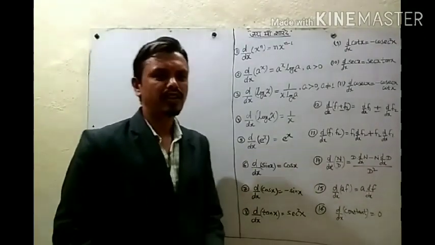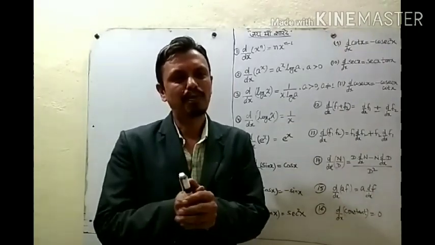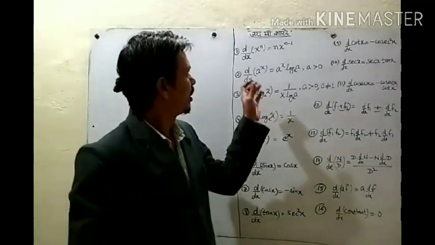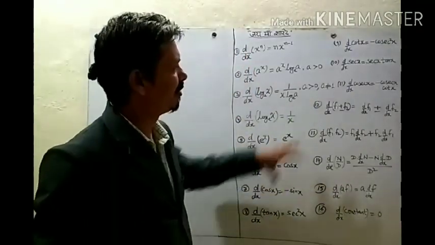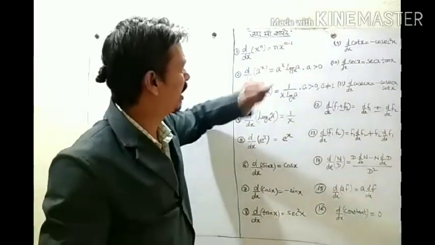Good morning, students. In class 11th, we have studied how to find the derivative of a function by first principle and by using some other formulae. This formula we used in class 11th. Derivative of x to the power n is n into x to the power n minus 1.